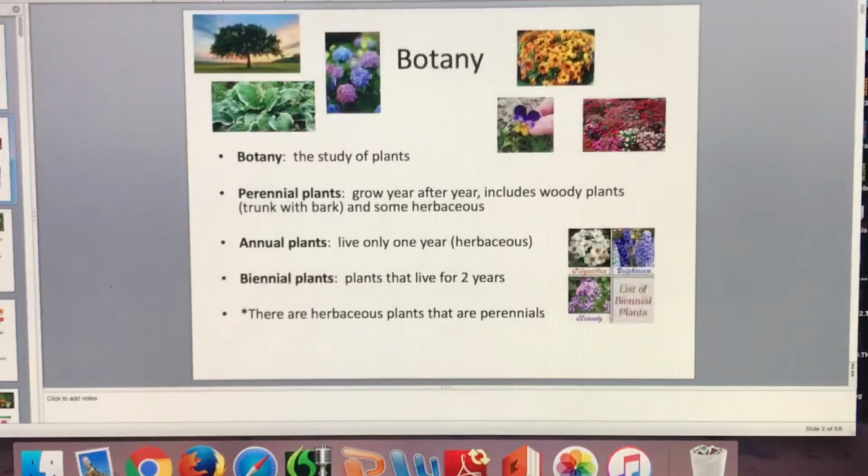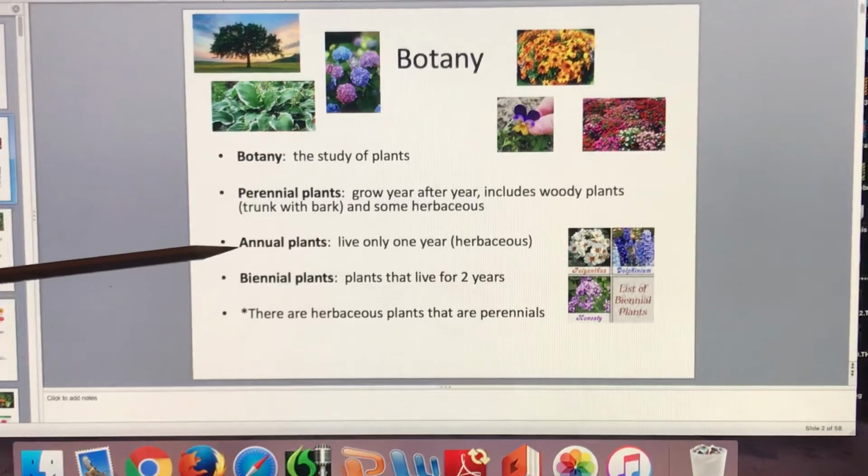So let's look at some definitions. We begin with the study of botany. That's the study of plants. And by doing so, we break down plants into different categories. All right, we start with perennial plants. These are plants that continue to grow year after year. This includes woody plants, meaning a tree with trunk and bark, like this picture here, and some herbaceous plants, which we'll be talking about. Another category would be annual plants.